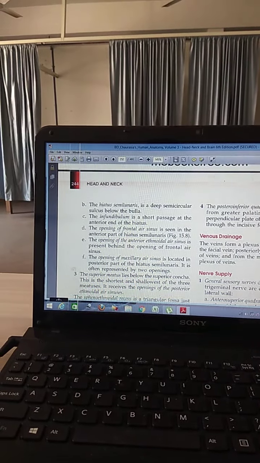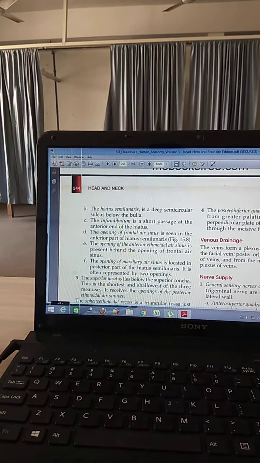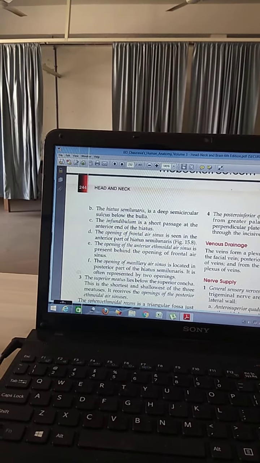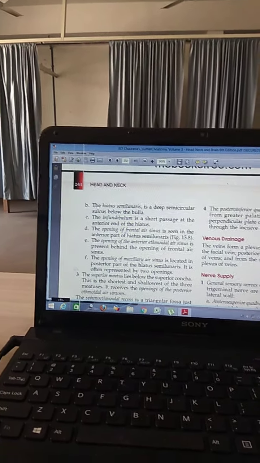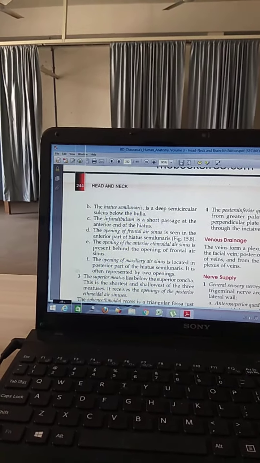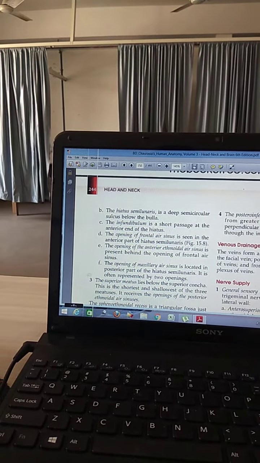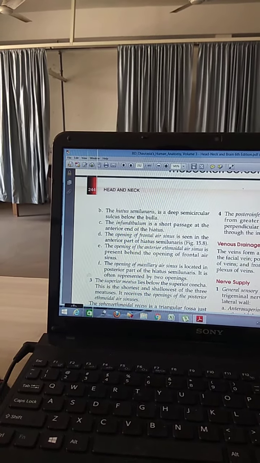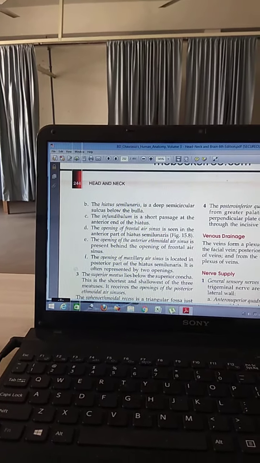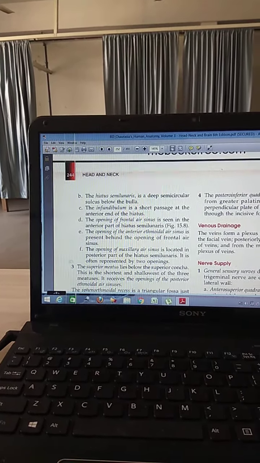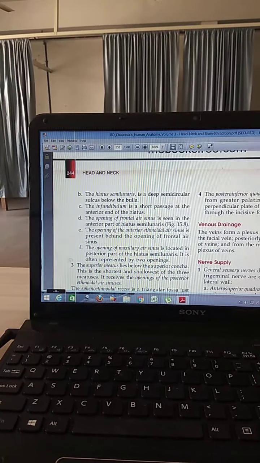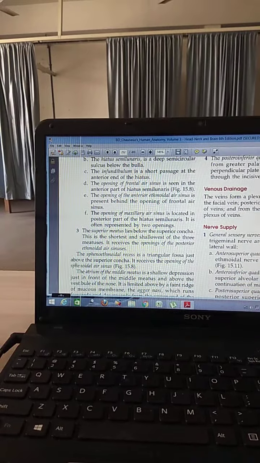The hiatus semilunaris is a deep semicircular groove below the bulla. The infundibulum is a short passage at the anterior part of the hiatus semilunaris. The opening of the anterior ethmoidal air sinus is present, and behind it the opening of the frontal air sinus. The opening of the maxillary air sinus, and the superior meatus.